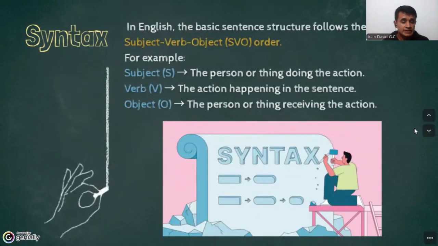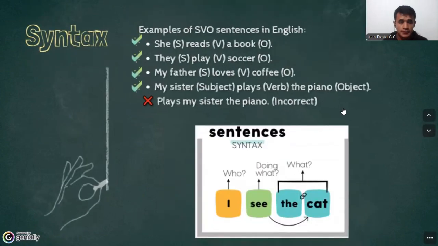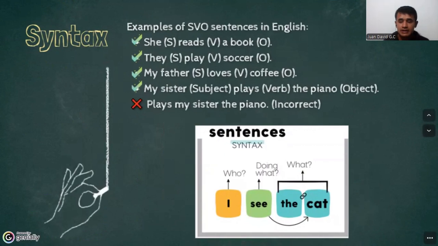In English, the basic sentence structure follows the subject, verb, object, or SVO order. Remember: subject, the person or thing doing the action; verb, the action happening in the sentence; and object, the person or thing receiving the action. So we have the examples.